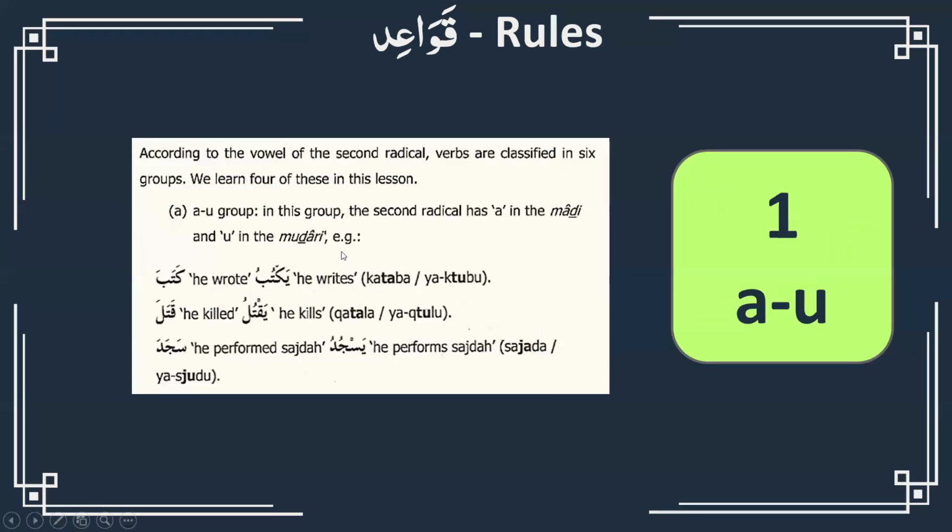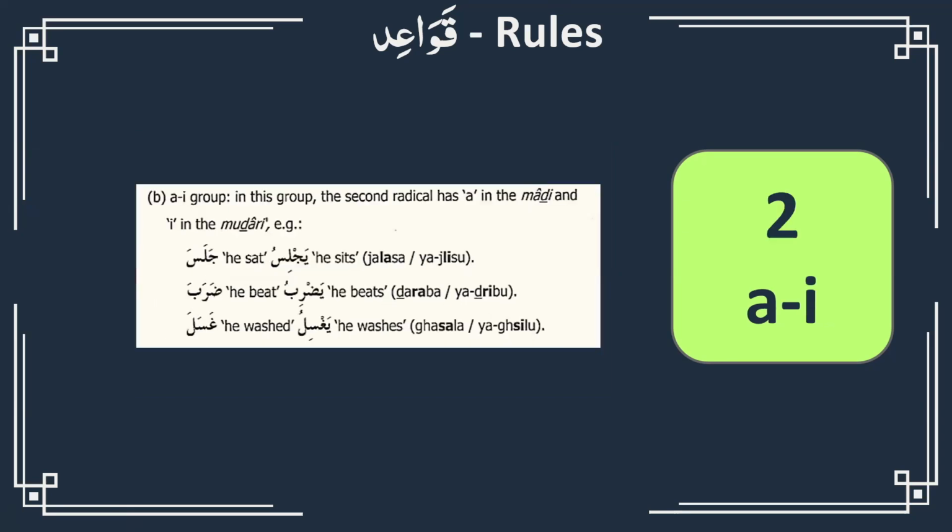The u sound, a-u sound: between the second letter and the third letter, how they will sound on the mudari. We already know that it doesn't change anything on the Madi, but the sound changes on the Mudari. So the a-u sound means the tu and bu sound, and the tu and lu sound. So yaktulu and yaktubu, the sound changes. This is one rule. The second one we learned is the a-i sound, which is yajlisu.